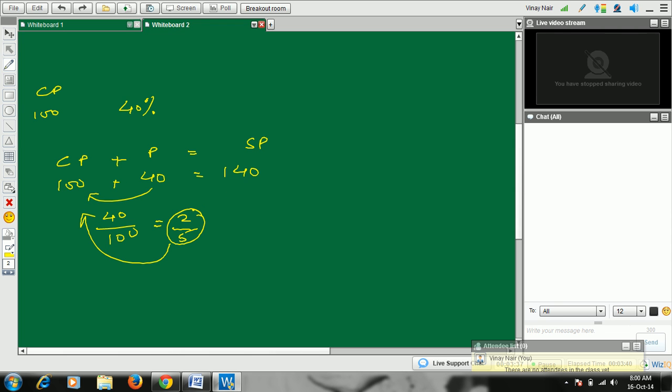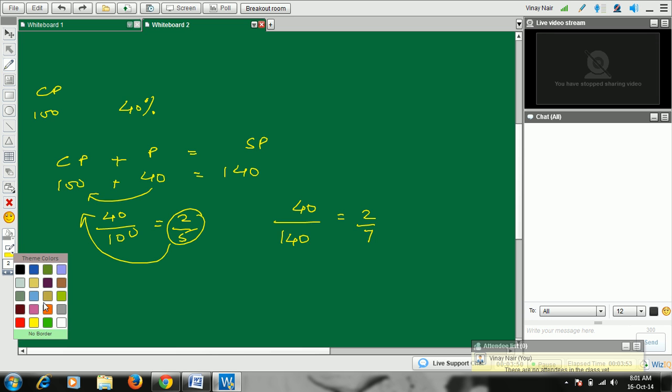Now if profit is 2/5 of the cost, then how much is it of the sales? So profit is 40 upon 140 of the sales, which is nothing but 2 by 7. So let us observe these numbers, 2 by 5 and 2 by 7.